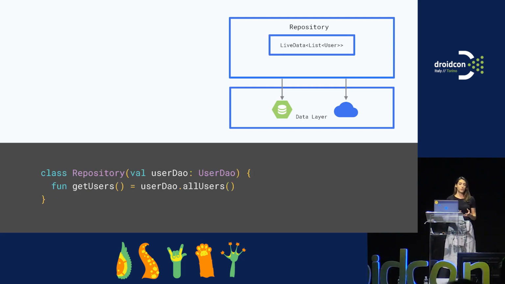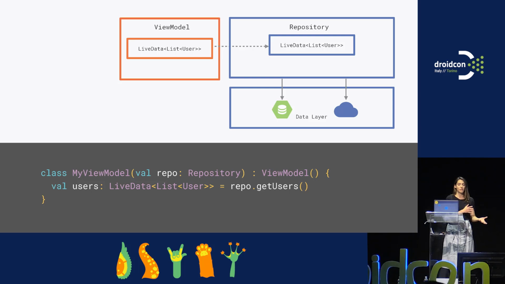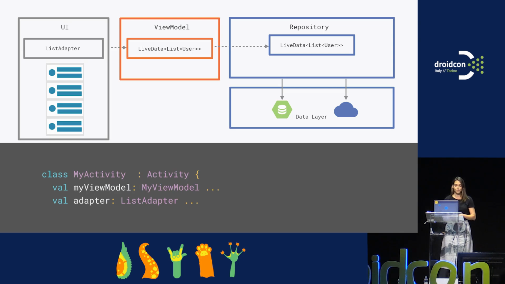Then that repository would also expose a LiveData of a list of User. Then that repository would probably be used by a view model that would as well expose a LiveData of a list of users. And then in the UI, you would work with that view model, you would observe the changes in the LiveData, and then you would populate a list adapter. So in the end, the architecture that is expected here is to have this stream of data coming from the data layer.